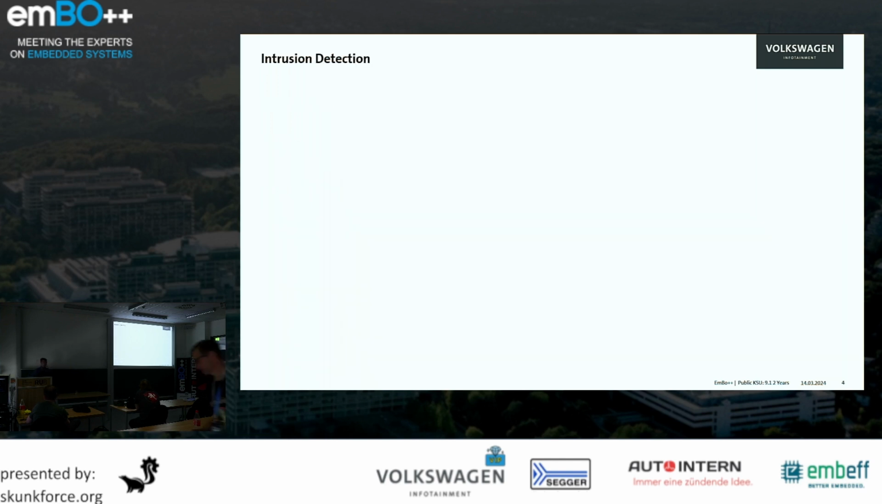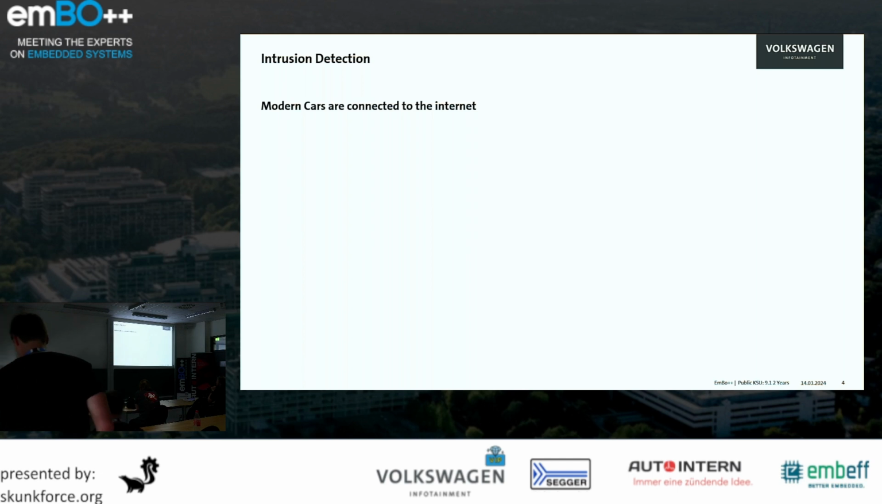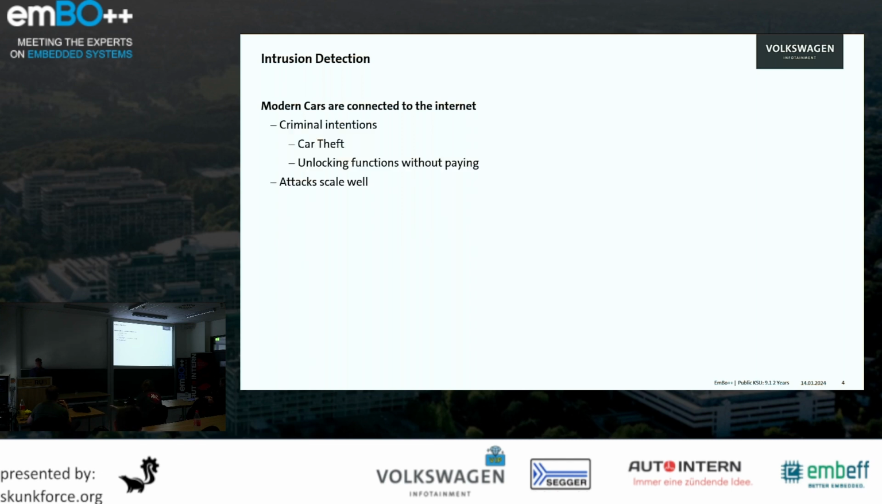And first of all, what is intrusion detection? So if we look at embedded systems in the area of IoT, or because it's Volkswagen Infotainment, we look at cars, and they are all connected to the internet right now. So you get remote updates, you want to collect data, you send it to a backend. And of course, criminals also like that. You have an internet connection, you can be anywhere in the world and start probing IoT devices. And yeah, for cars, it is car theft, or the other way around.